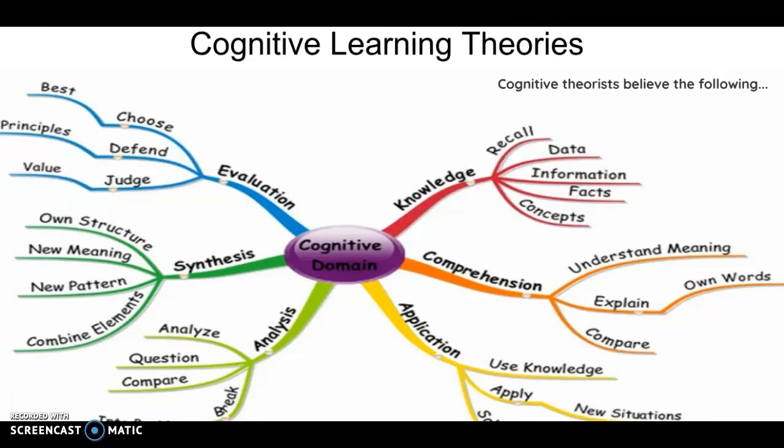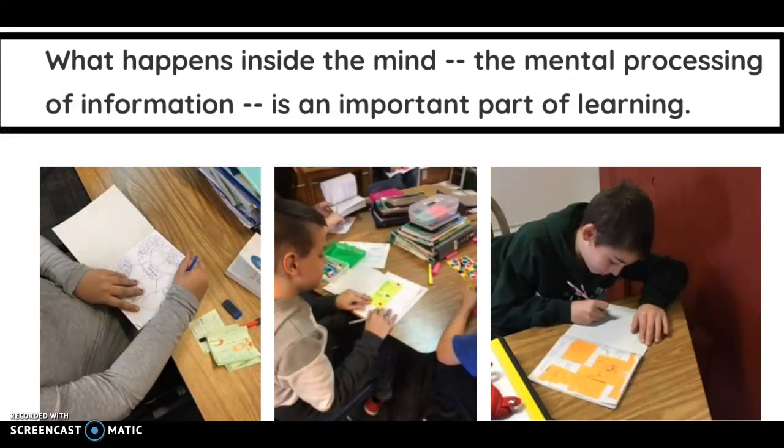So, into the learning theories, there really is evidence of many, but the ones that I found consistently, I really felt the cognitive learning theories have the most significant representation, with constructivism being a close second. But I don't have time in this video to do all of them. So briefly, what I'll say pertaining to the workshop model and cognitive learning theories is that cognitive theorists believe the following: that what happens inside the mind, the mental processing of information, is an important part of learning.